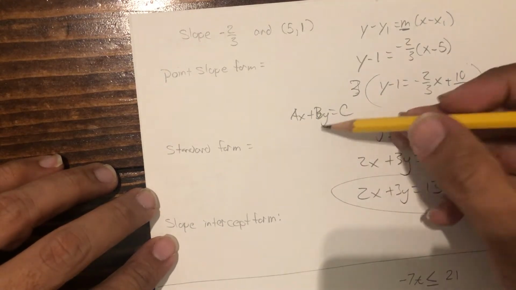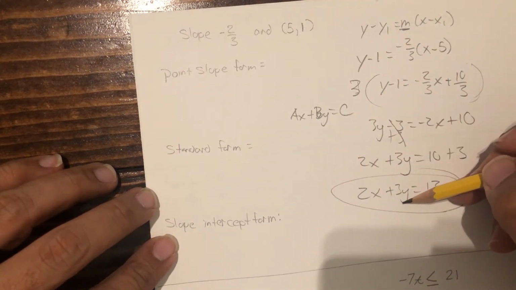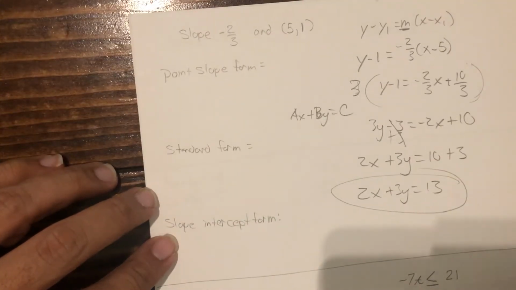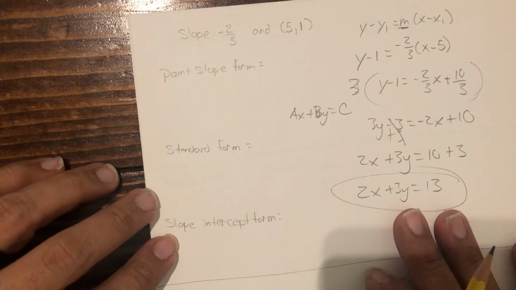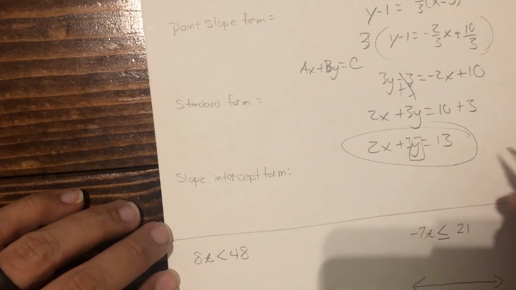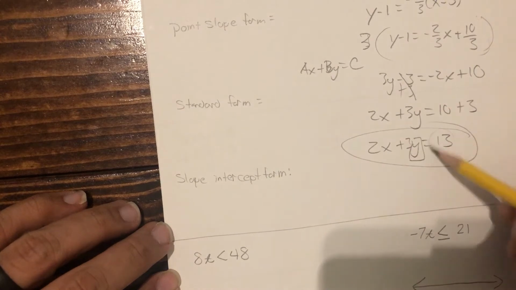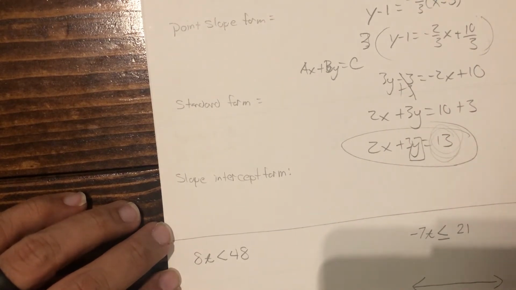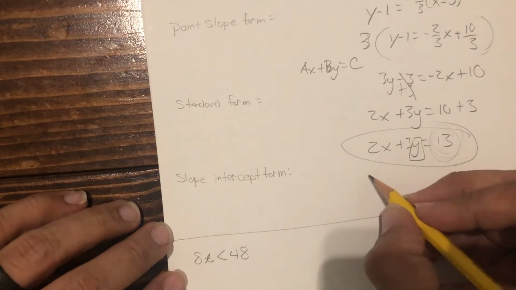Okay, A is positive, B is a whole number, and C is a whole number. Easy. So that's standard form. Now I'm going to turn standard form into slope-intercept form. That means solve for y. When we're doing standard form, you're leaving the constant by itself. When you're solving for y, you're leaving the y by itself. So I'm going to subtract 2x.